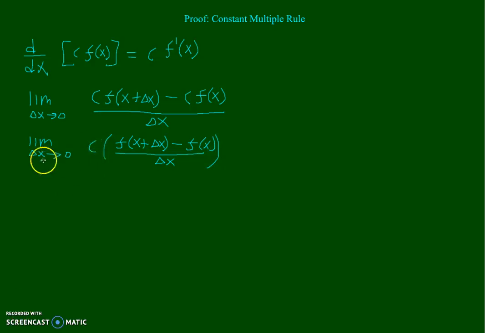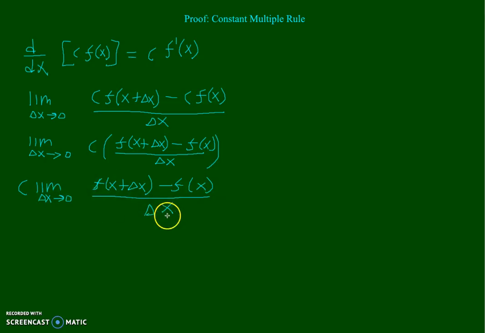Now, since c is independent of delta x, it's not going to be affected by this limit. The limit as delta x approaches 0 of c is just c. So we can pull out that c outside of the limit, and we're left with c times the limit as delta x approaches 0 of f of x plus delta x minus f of x, all over delta x.